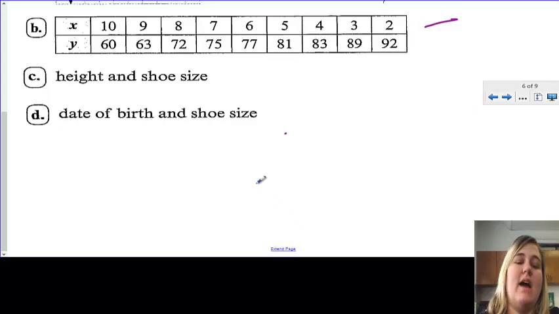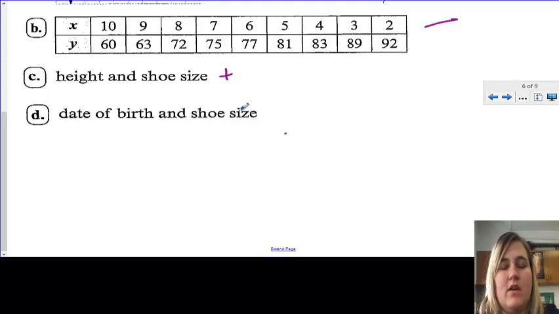Whenever I would do this in class, I would have everyone write down their height on the board and their shoe size next to it, and then we would graph it to see the correlation. And generally what you find is the taller the person, the bigger the shoe they wear. So we would say that this one has a positive correlation because shorter people tend to have smaller feet and taller people tend to have bigger feet. It's not a perfect correlation, but it is in general a positive correlation.